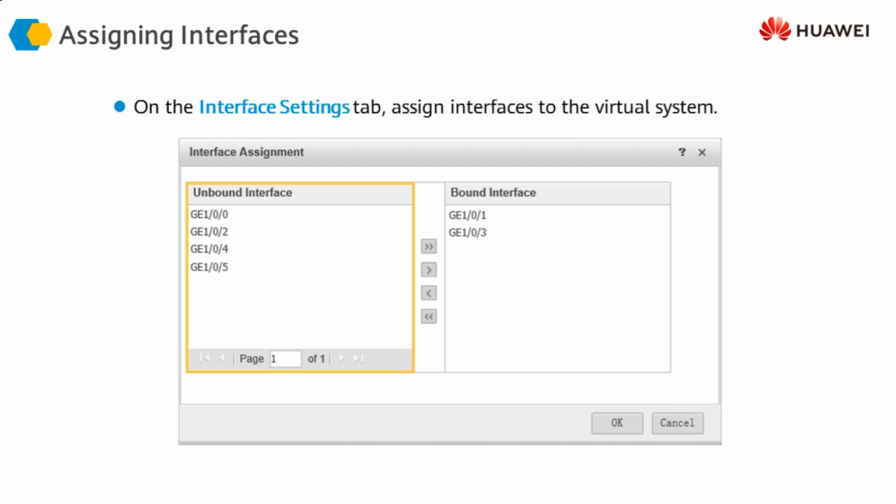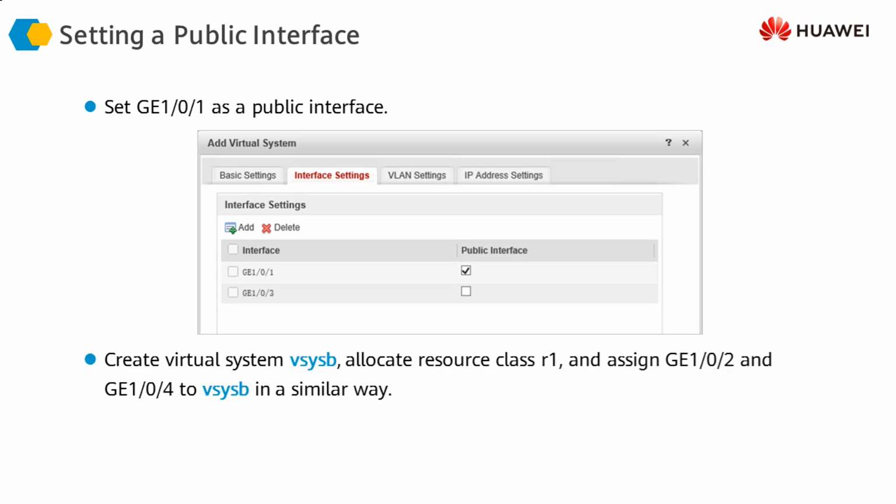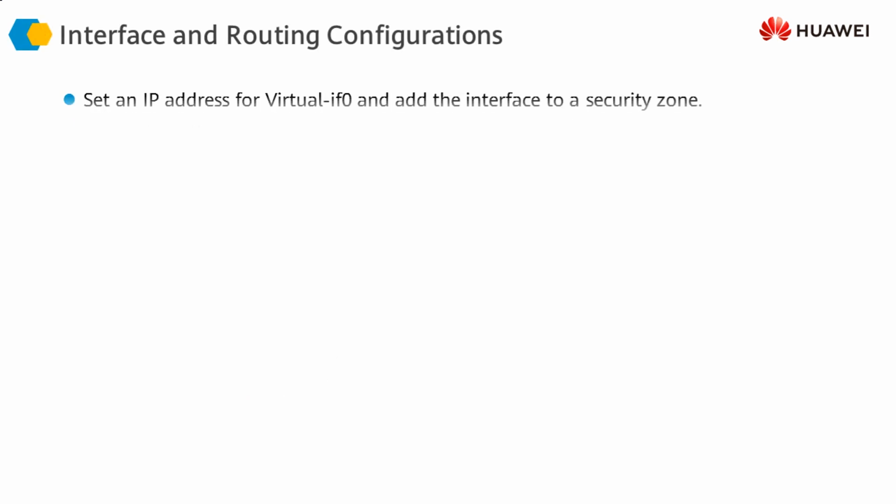And then we are going to assign different interfaces to this virtual system. This you already know. Once we've added the interfaces to the virtual system, this is all we are doing for VSys A, but in the same way we can work for VSys B as well. Then we are going to assign one of the interfaces as the public interface. There are two interfaces, Gigabit Ethernet 1/0/1 and 1/0/3. We are assigning 1/0/1 as the public interface. Once this is done, similarly we are going to do exactly the same thing for VSys B as well.